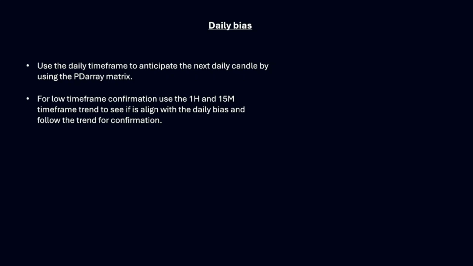For lower time frame confirmation, use the 1 hour and the 15-minute time frame trend to see if it's aligned with the daily bias and follow the trend for confirmation. We'll be using the lower time frame, the 1 hour and the 15 minutes. We'll look at the trend to see if it's aligned with the daily bias. Because if you're looking at the daily bias from a lower time frame perspective, we're trying to determine the lower time frame bias. So we'll be using the 1 hour and the 15-minute time frame to determine the bias. That's what we're going to be using on the lower time frame.